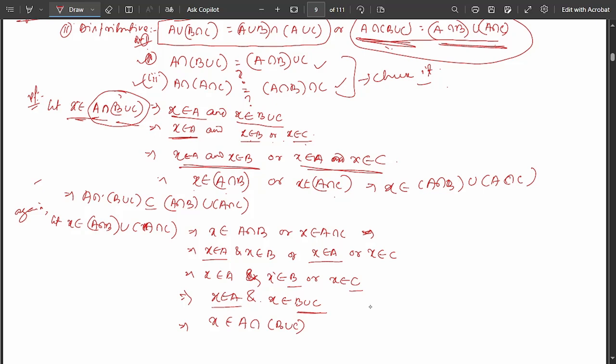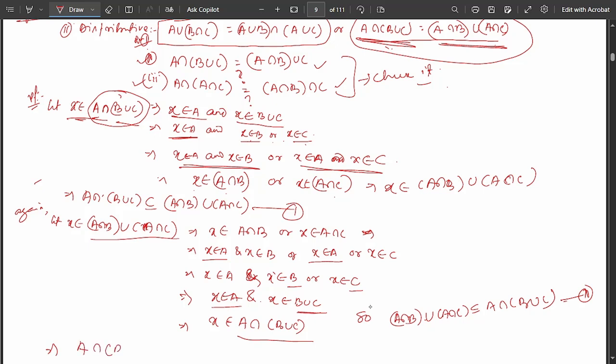This proves that I am taking an element in the right hand side and that it is contained in the left hand side set. So the right hand side, (A ∩ B) ∪ (A ∩ C), is a subset of A ∩ (B ∪ C). So from equation 1 and 2, the left side is a subset of the right side and the right side is a subset of the left side. So both sides are equal: A ∩ (B ∪ C) equals (A ∩ B) ∪ (A ∩ C).